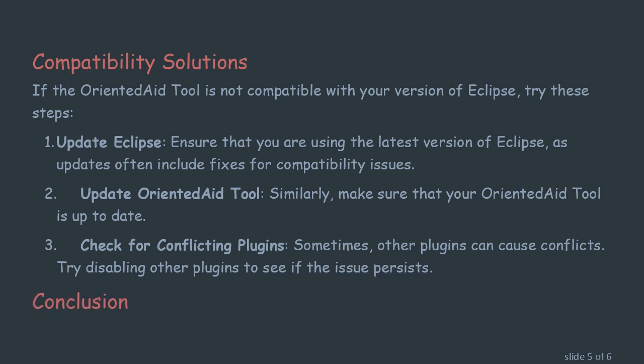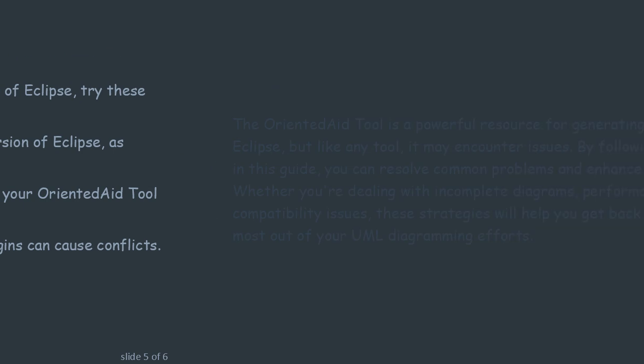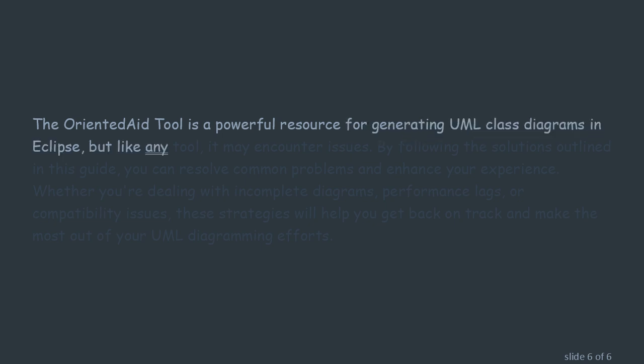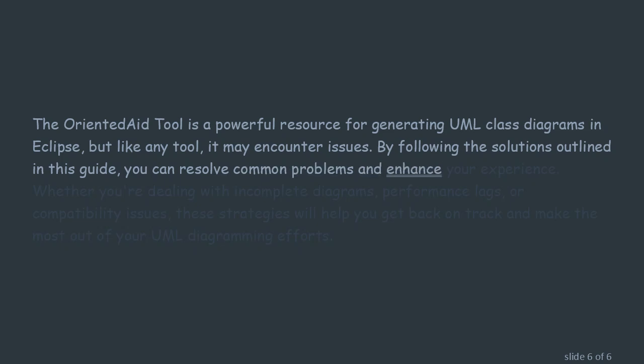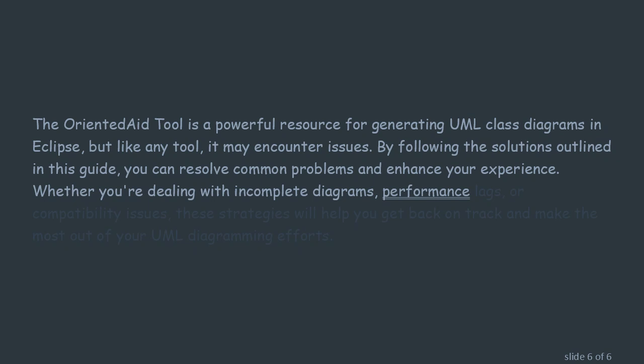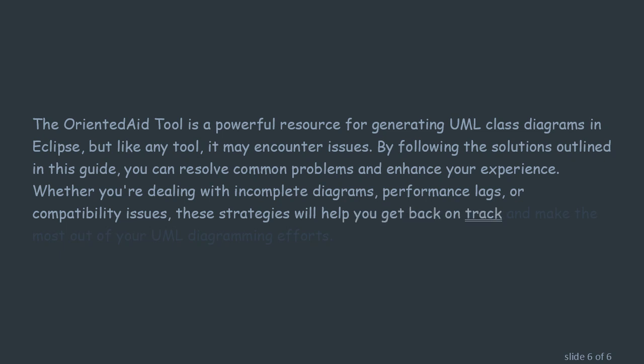Conclusion. The OrientedAid tool is a powerful resource for generating UML class diagrams in Eclipse, but like any tool, it may encounter issues. By following the solutions outlined in this guide, you can resolve common problems and enhance your experience. Whether you're dealing with incomplete diagrams, performance lags, or compatibility issues, these strategies will help you get back on track and make the most out of your UML diagramming efforts.